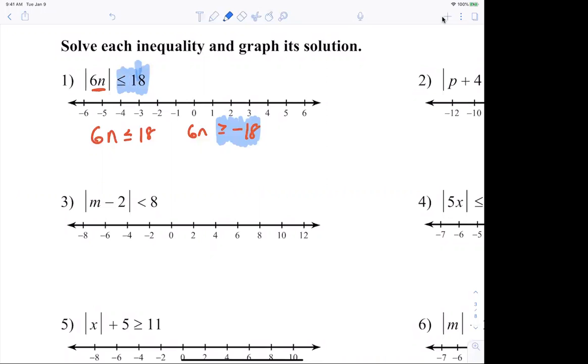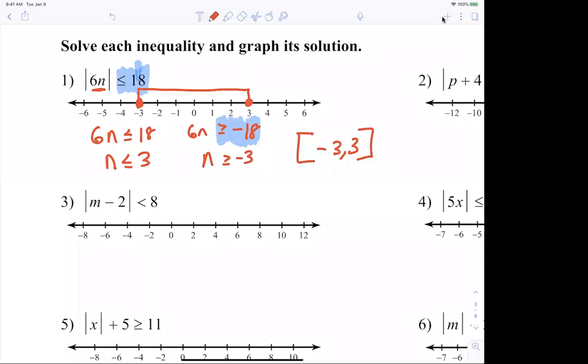So then from there, you just say n is less than or equal to 3. And over here we say n is greater than or equal to negative 3. All right, so if you're less than or equal to 3 and greater than or equal to negative 3, your answer is just negative 3 to 3.